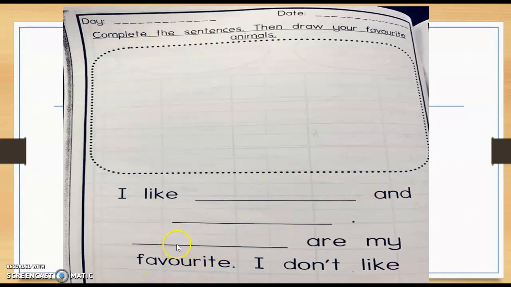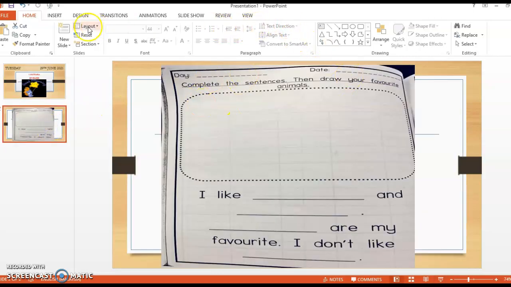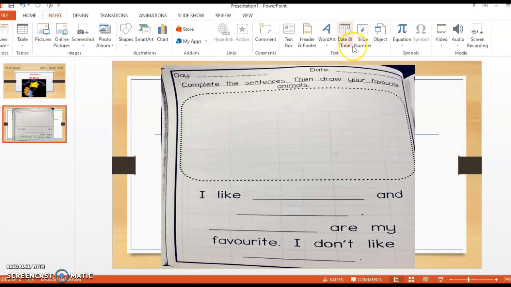And then, tempat kosong, are my favorite. Okay, are my favorite. Okay, paling suka. Maksudnya lagi satu animals kena tulis dekat sini. Yang awak paling suka. Okay, yang berlainan dengan animals dekat sini dan dekat sini. Okay. I don't like. Saya tak suka. Okay, animals yang awak tak suka, tulis dekat bawah ini. Okay, saya bagi contoh. I'll give you an example. Okay, for example.